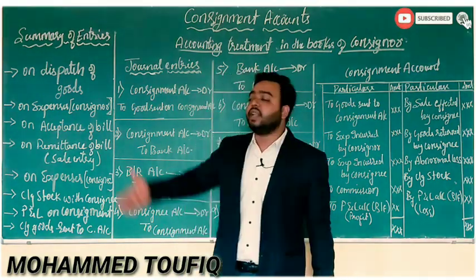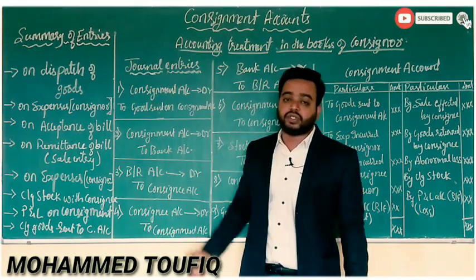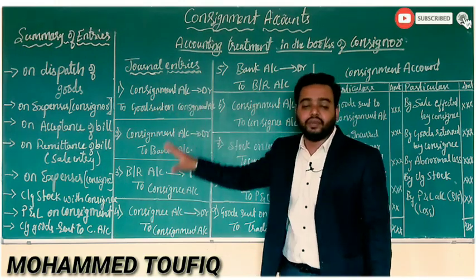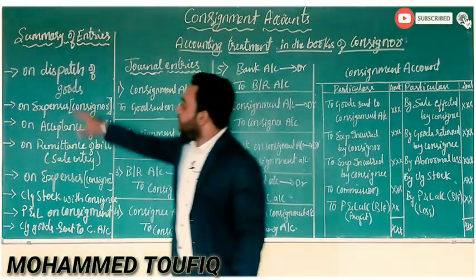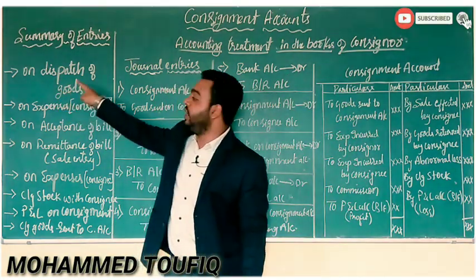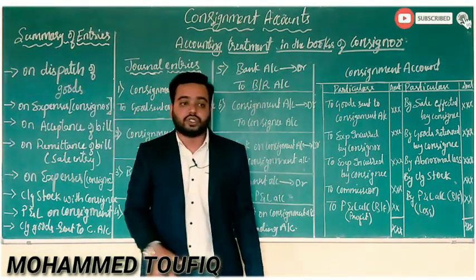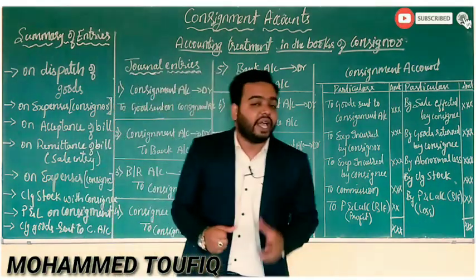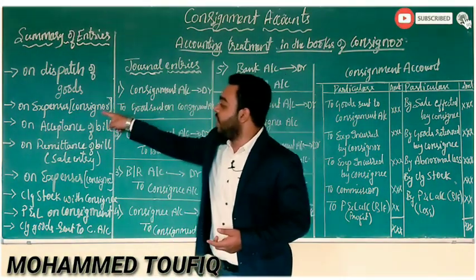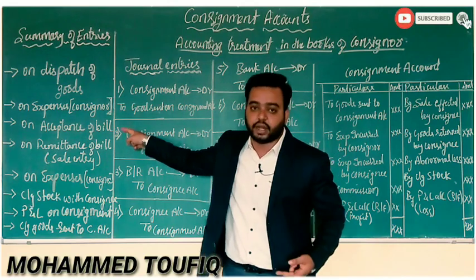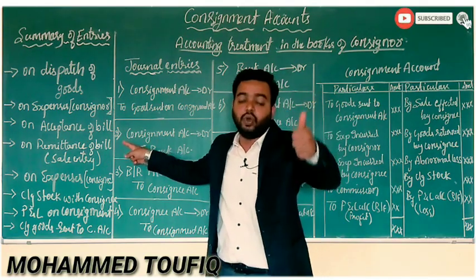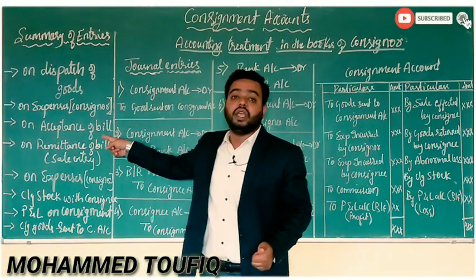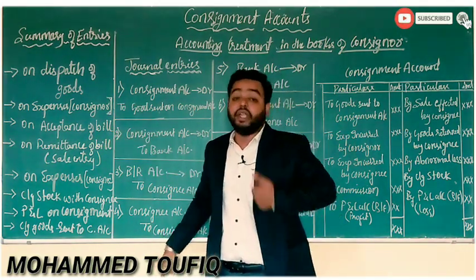Let us understand the summary of entries. Before going to the general entries, I have given a summary where the first entry you have to record is on dispatch of goods. The second entry is expenses paid by the consignor. The third entry is optional.